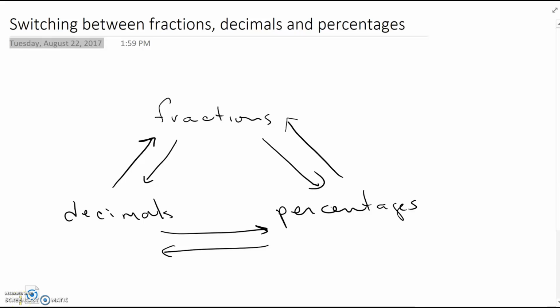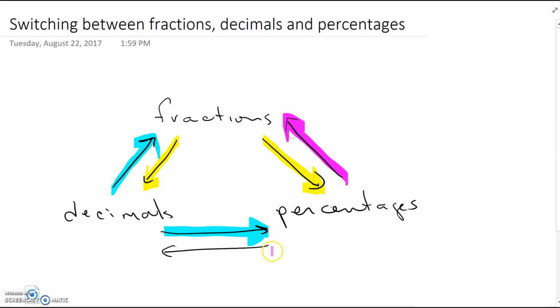This is the first of a series of videos about switching between fractions, decimals, and percentages. If we have a number in one format, say a fraction, we can rewrite that same number as a decimal or a percent. Similarly, if we start as a decimal, we can switch to a fraction or a percent. And if we start as a percent, we can switch to a fraction or a decimal.